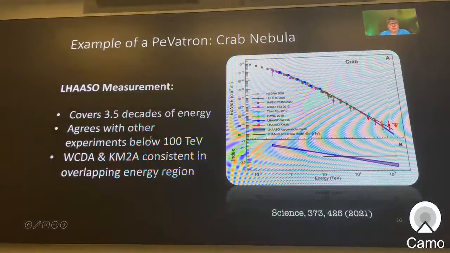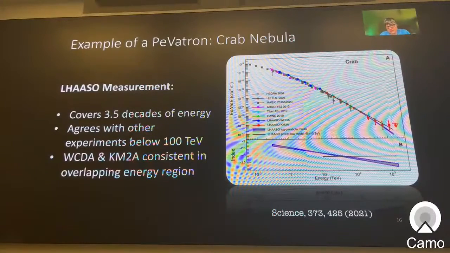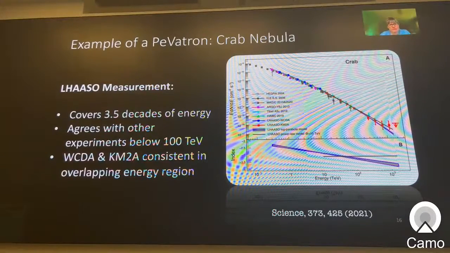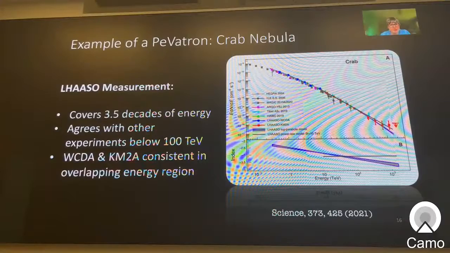Then, of course, there's a high-profile publication again from LHAASO that identified the Crab nebula as a Tevatron. The LHAASO measurement that was published in Science last year covers 3.5 decades of energy. It agrees with experiments below 100 TeV. Also, it shows the results from the WCDA and the KM2A, which are consistent in the overlapping energy region.